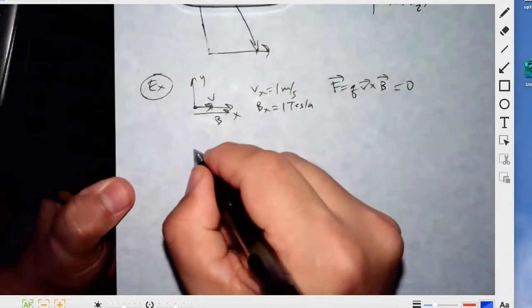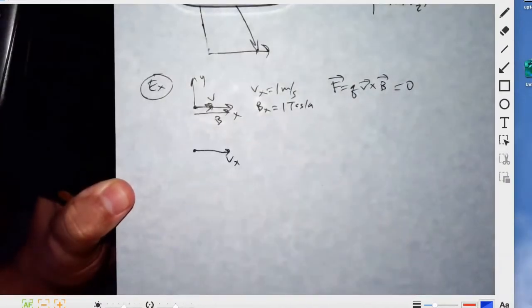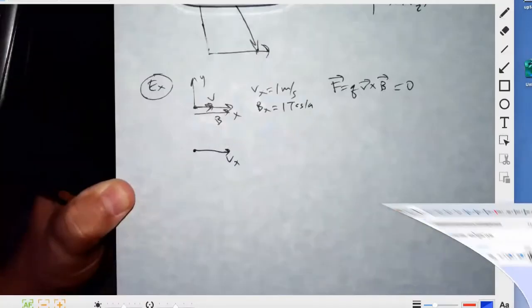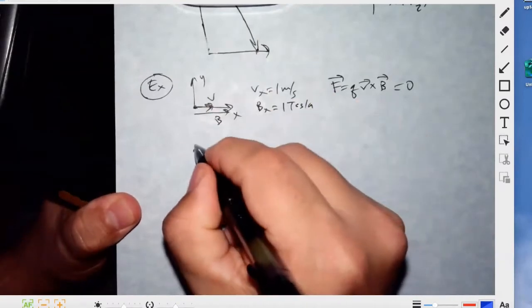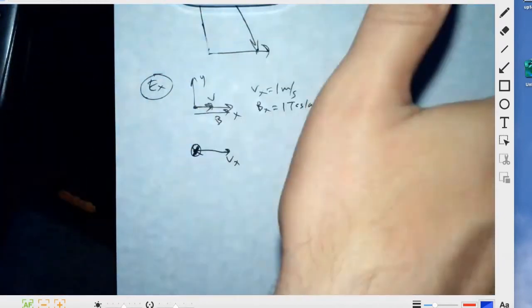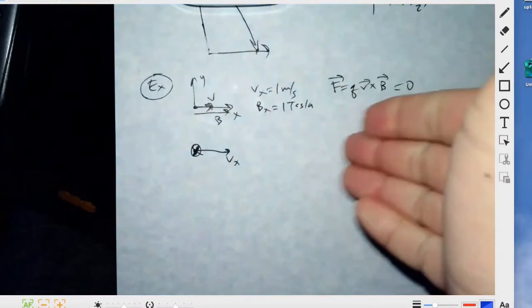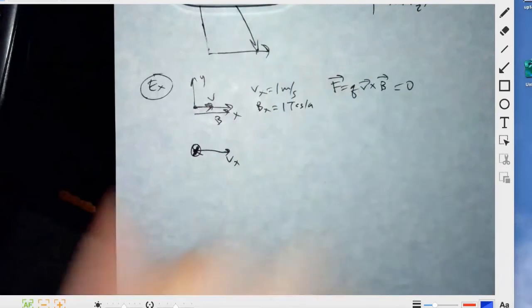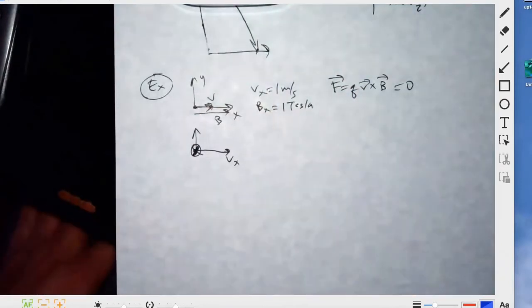So if the Vx is this way, and which direction is B? Is it in the Y? Yeah, it's in the Y. Right? It's into the board. So then let's do the cross product, Vx, right, into the board, cross it into the B because B is going into the board, and then the vector is up. So I would expect the force to be up like that.